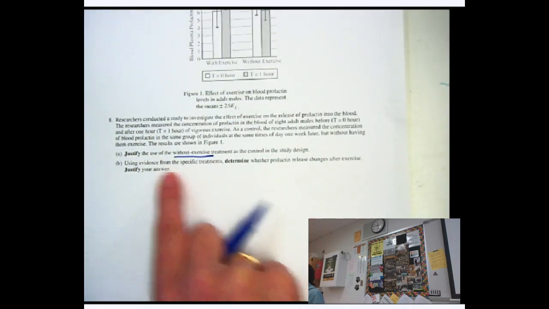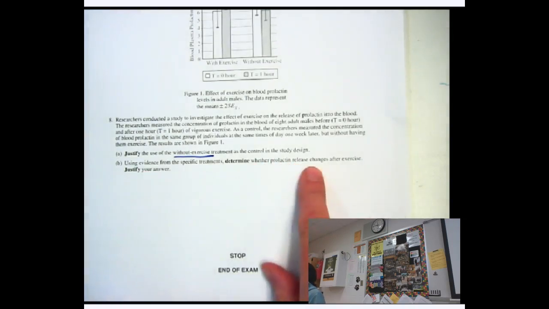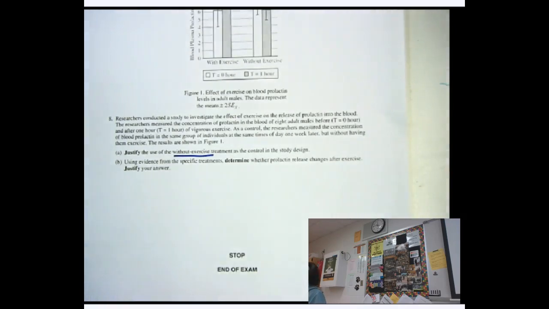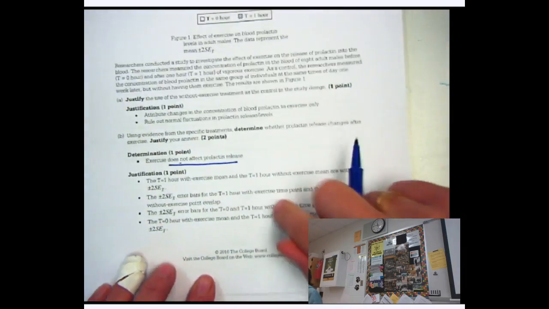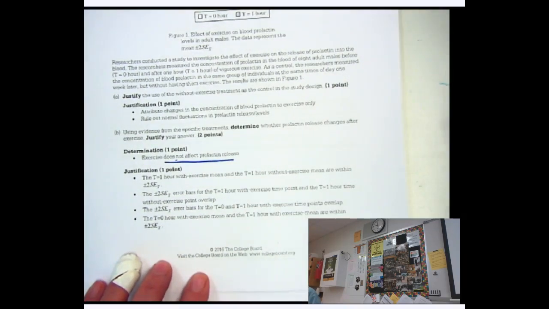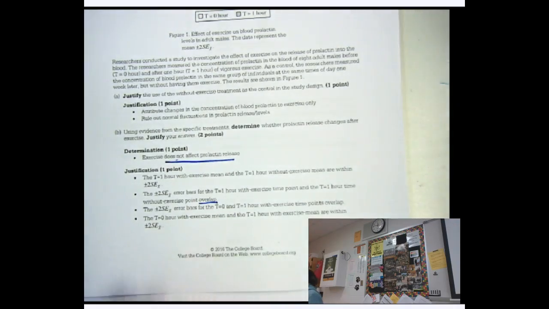And in B, using evidence from specific treatments, determine whether prolactin release changes after exercise and justify your reasoning. Exercise does not affect release. Your justification has to talk about these error bars. And you can talk about the error bars overlapping. Because they're overlapping, that shows that there's not a significant difference. So stating what the error bars are, standard error of the means, there's no difference in the standard error of the means because of the error bars overlapping, then there's no justification that exercise affects prolactin.